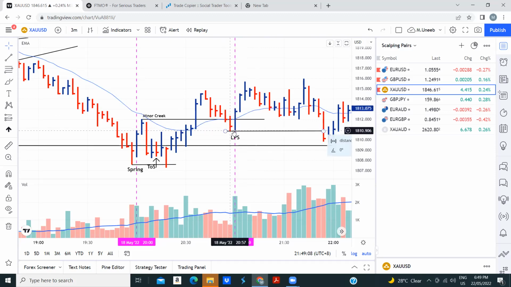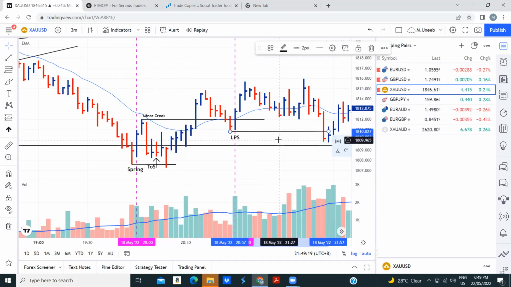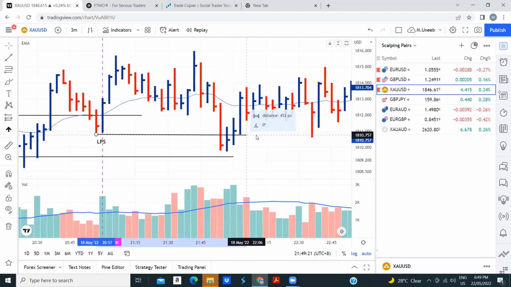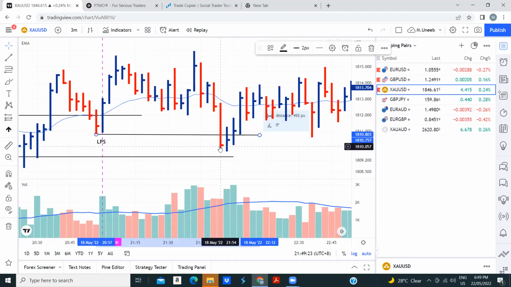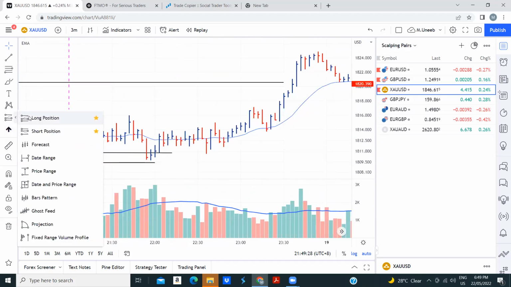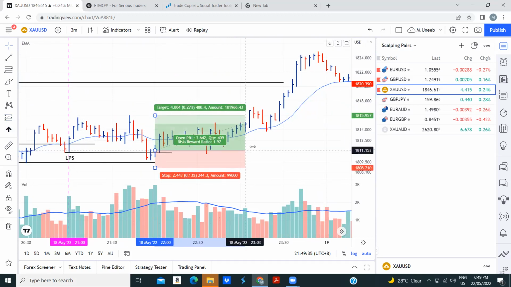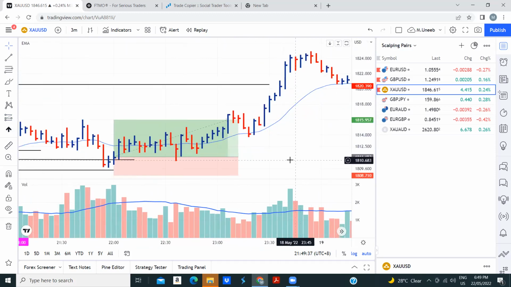What I can do, I can draw another line because it's higher low, right? LPS. As compared to this low, this higher low after spring. So we can draw another line from higher low, and we can observe the spring part here, spring completion. Now, I can either take my trade to the last high, which is this one. And after this, we have another intraday low, which is this one.